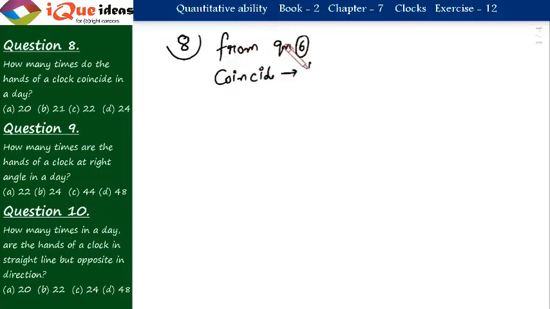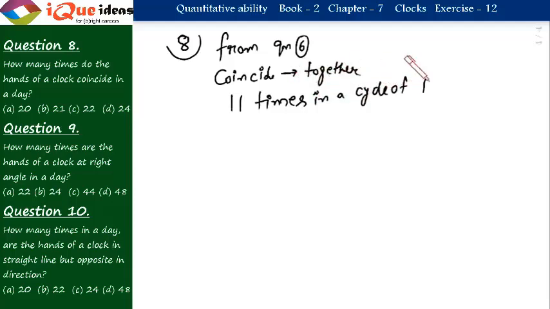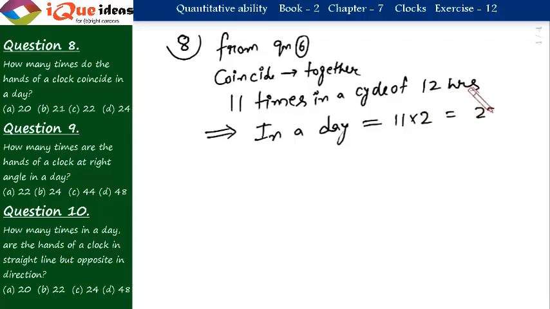Now together, and they were 11 times in a cycle of 12 hours. That means in a day there are two cycles of 12 hours, hence the number of times they are together would be 11 into 2, that is 22 times. So the answer to this question would be 22.